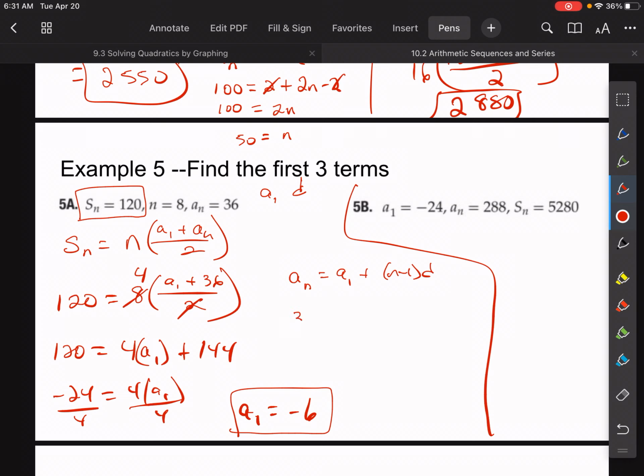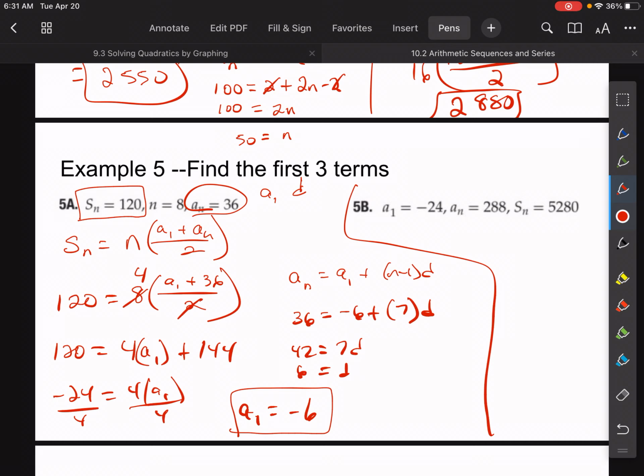So a sub n is 36, right? I got that from right here. That is equal to a sub 1, which is negative 6, plus n minus 1, and we know n. N in this case is 8. 8 minus 1 is 7, so we have 7 times d. So let's add 6 to both sides here. We get 42 is equal to 7d. If I take 42 and divide that by 7, I get 6. So d is equal to 6.